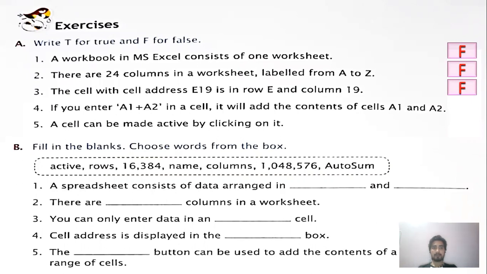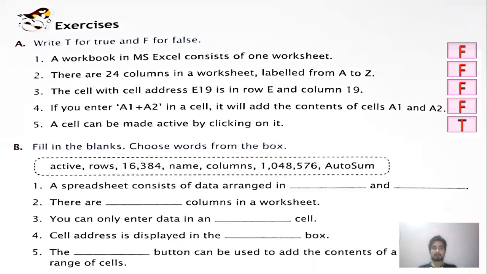Fourth, if you enter A1 plus A2 in a cell, it will add the contents of cells A1 and A2. This will also be false because we know that in Excel all the formulas start with the equal to sign, and as this equal to sign is not being displayed, this will be taken as a text data type. So it will not do any calculations. So this will be false. A cell can be made active by clicking on it. So this is true. You can click on the cell for making it active.